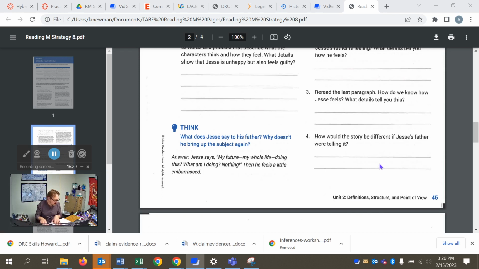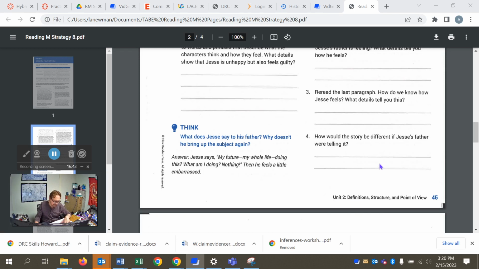Okay, and then the next passage was "Losing a Home." And in this one, we'll just dive into the questions. A little bit more straightforward, I think, than the previous one that we read. Number 5, it is in first person. We see a lot of I and me pronouns in there.